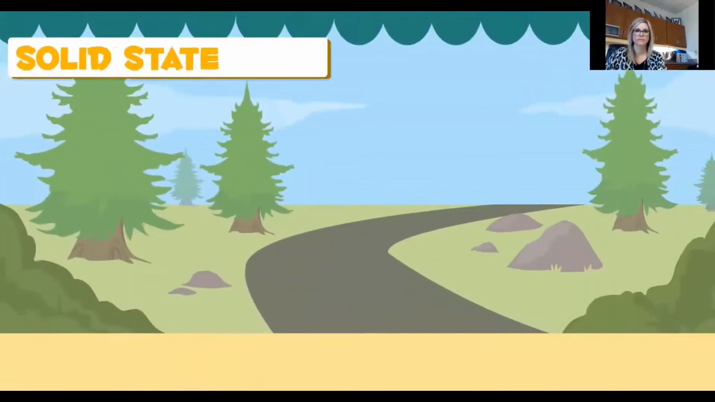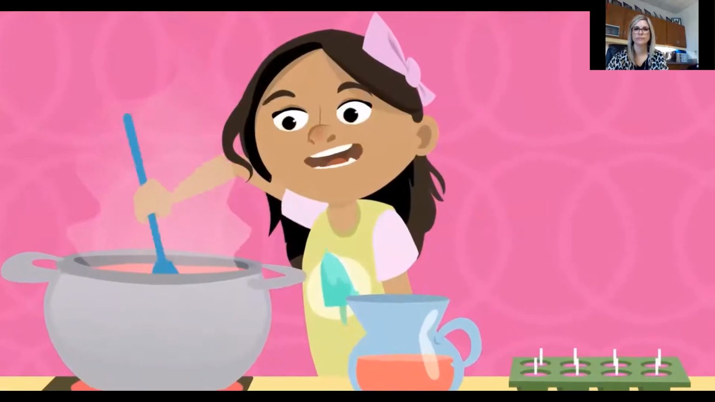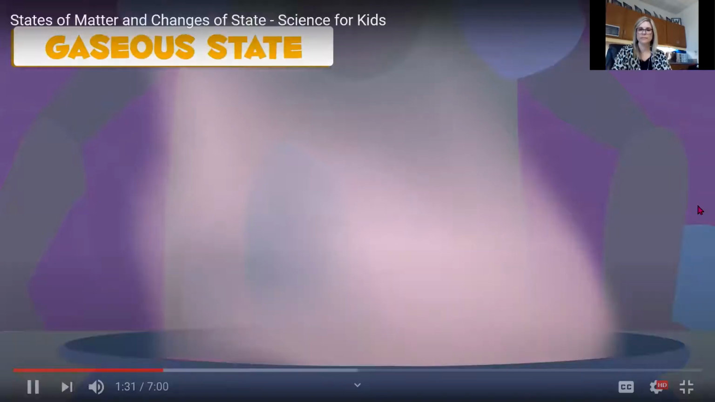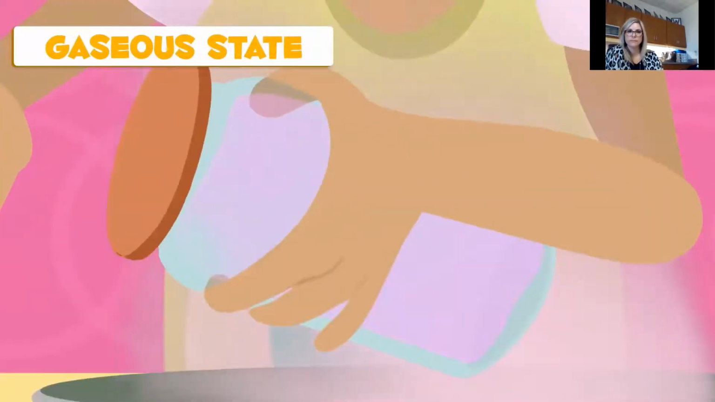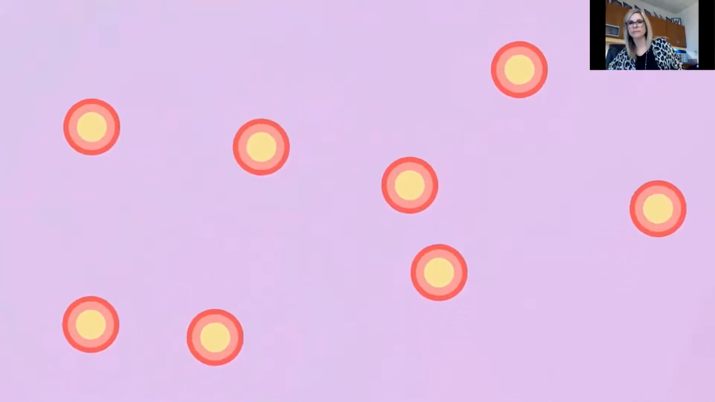The popsicles we eat are solid. Matter in its solid state is characterized by having a fixed shape and volume. Particles are held together in an organized structure. See? Lastly, the gaseous state. The vapor coming out of the pot is a gas. Matter in its gaseous state can change its volume and shape, taking up the space of its container. See? Particles are well separated and can move freely. Look, they move like crazy.